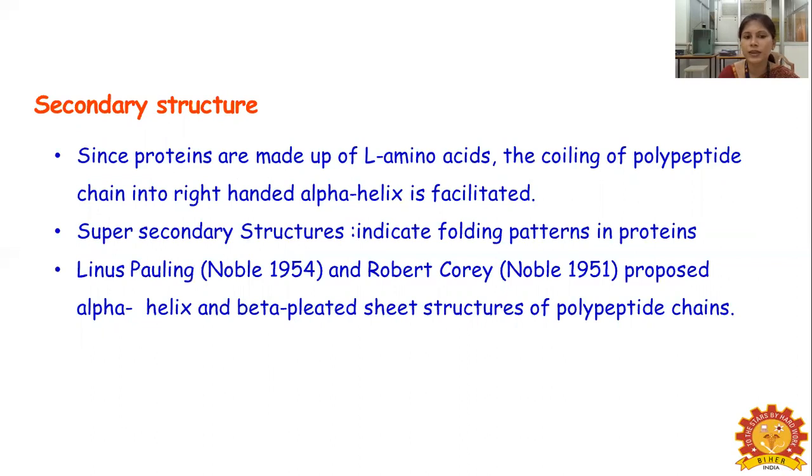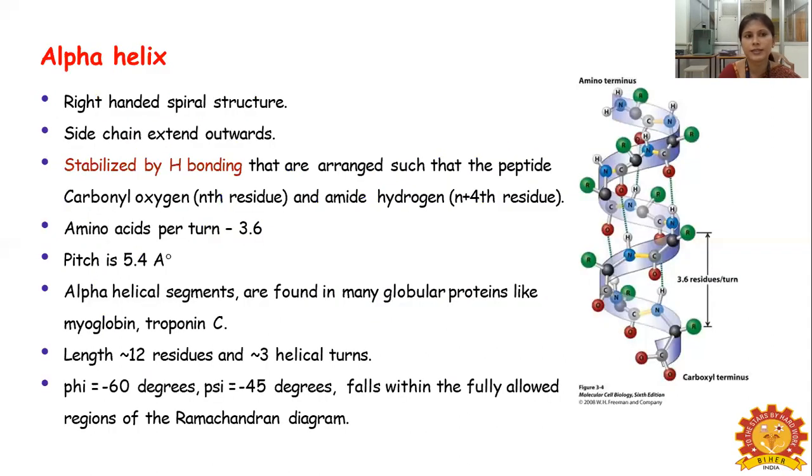There are also super secondary structures, which are folding patterns in the protein. Linus Pauling, who got the Nobel Prize in 1954, and Robert Corey, proposed the alpha helix and beta pleated sheet structures of polypeptide chains. First we'll see the alpha helix.